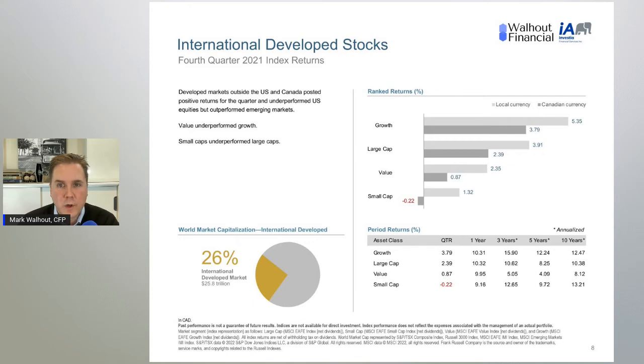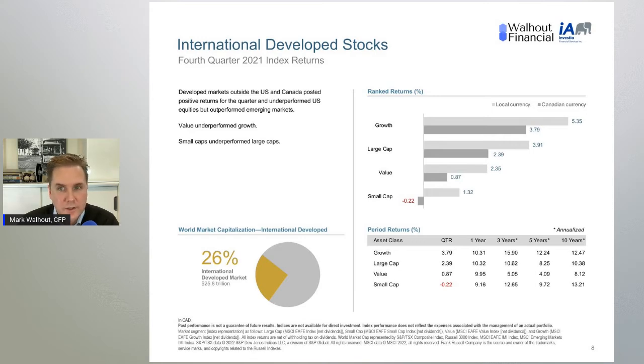The next chart looks at international stocks. In Q4 of 2021, growth outperformed value, small cap outperformed large cap, and the Canadian dollar strengthened against a blended basket of foreign securities. In the full year of 2021, growth slightly outperformed value and small cap underperformed large cap. And over 10 years, small caps have outperformed large cap and growth has outperformed value.